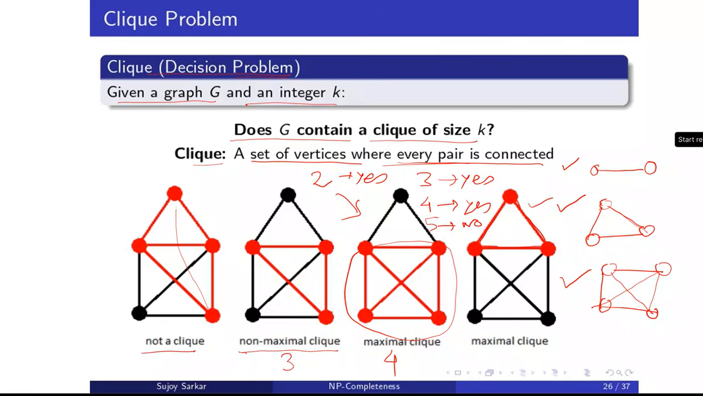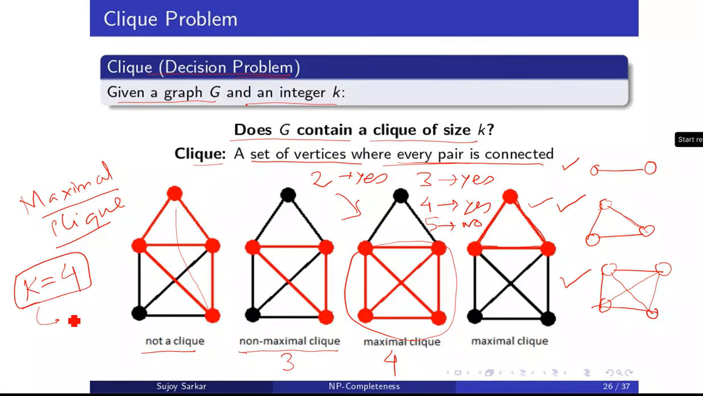The optimization version of the problem asks you to find the maximal clique. In the decision version, we are asking, given some K value, say K equals 4, is there a clique of size 4? So the answer is either yes or no, like the decision versions we have seen previously.